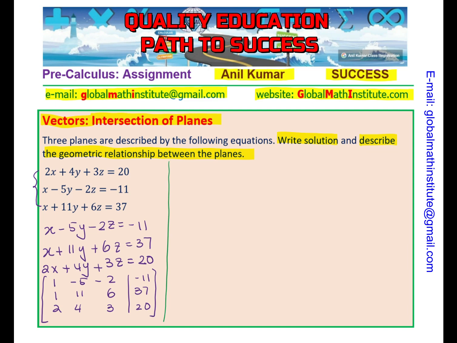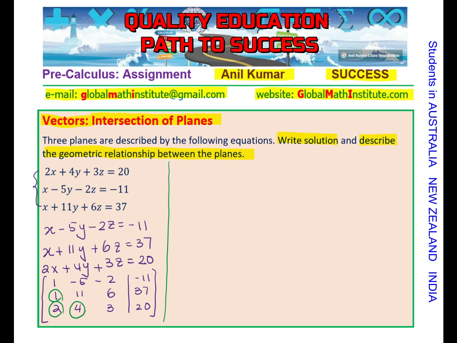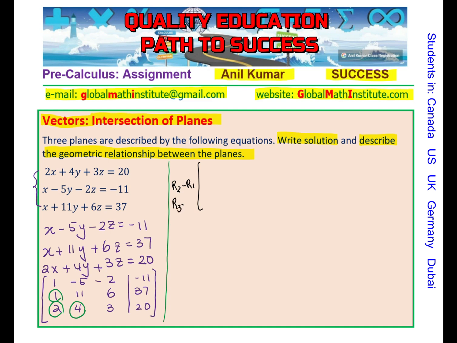The idea is to get zeros in these three areas, the positions in the corners of the first column. What we are going to do is rewrite this augmented matrix. From row 2, I'll subtract row 1, so I'll get a 0 here. And from row 3, I will subtract 2 times R1. Is that okay? So R1 will not change. It will be 1, minus 5, minus 2, minus 11.